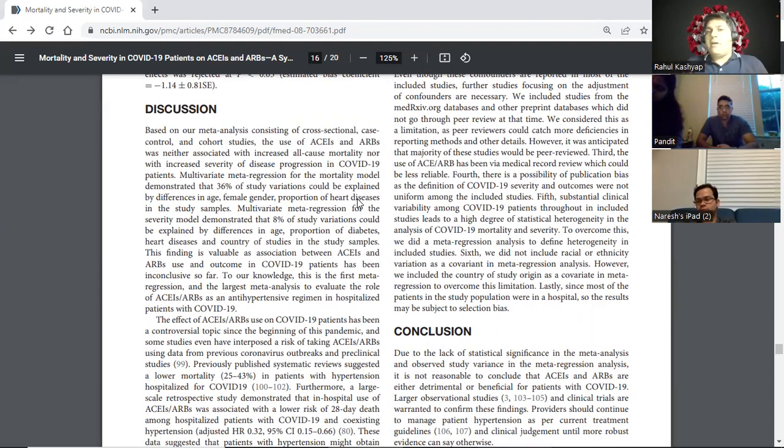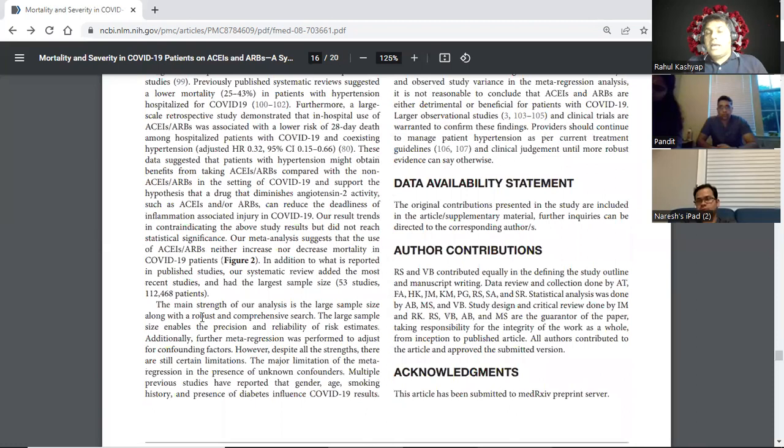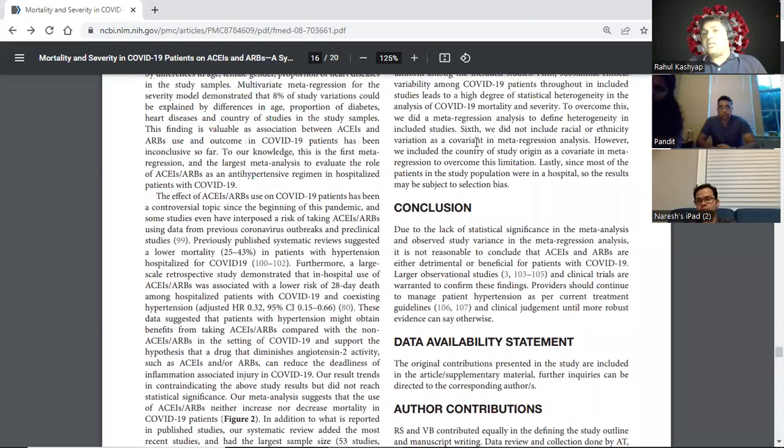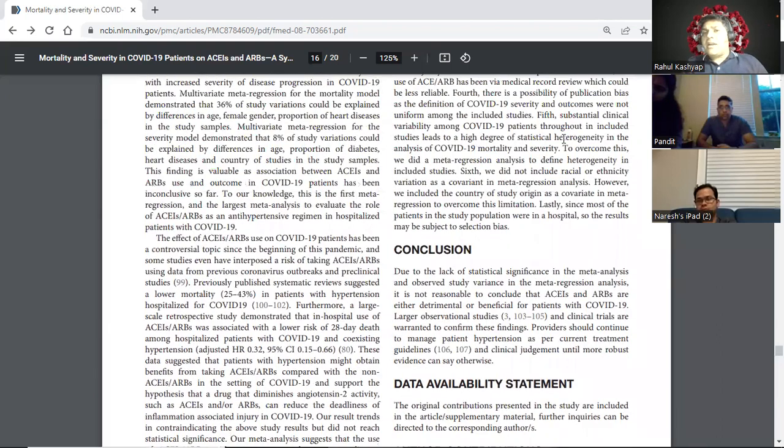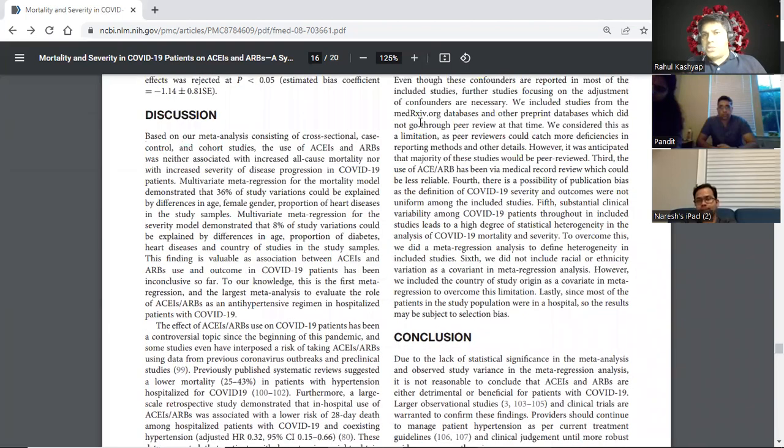You should always have a strength paragraph on what the main strength of this study was, and then definitely have a limitation section on what the different limitations were. We talked about some of the limitations here, limitation number 1, 3, 4, 5, and then talk about what you did to overcome them. We said a limitation was substantial clinical variability, so to overcome that, we did a meta-regression analysis and so on. You are not expected to be an expert in all those things. Reach out, we can connect you, or once you have the expertise, meta-regression is very easy. Data is already collected, you're just running the software and getting the results.